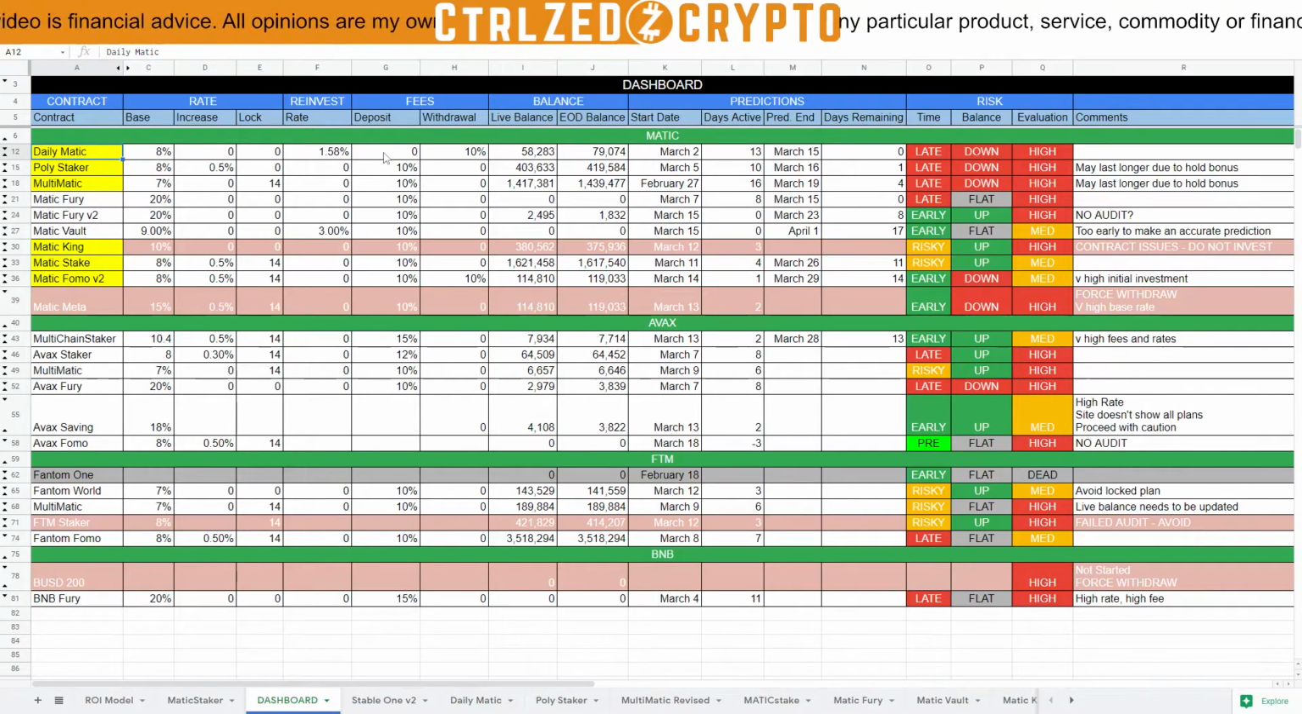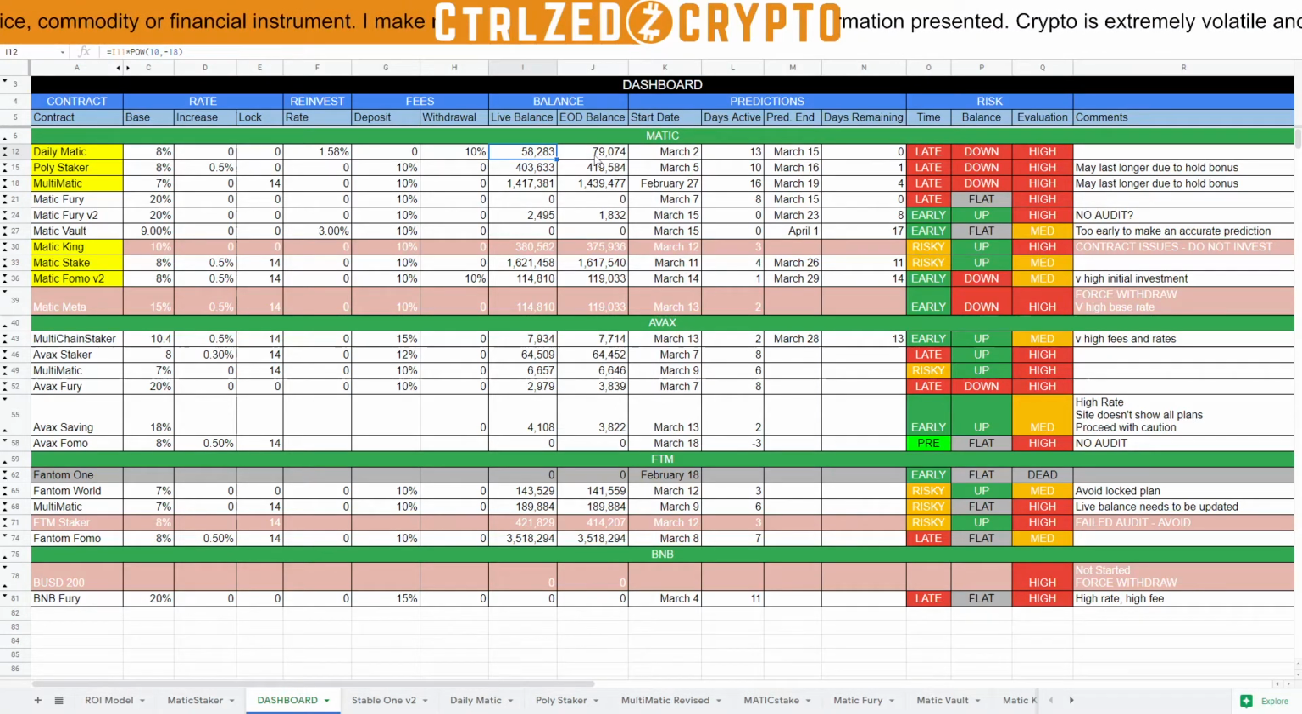Daily Matic, I predicted would end today, March 15th. It may end in the next few hours, or it may peek into March 16th. We'll see how that goes, but I think that's pretty much spot on from my prediction there.